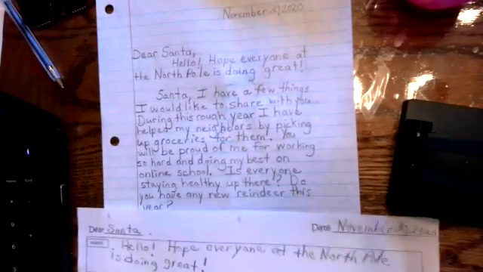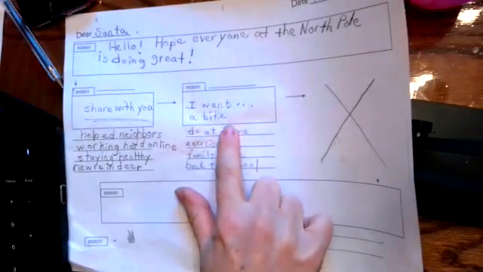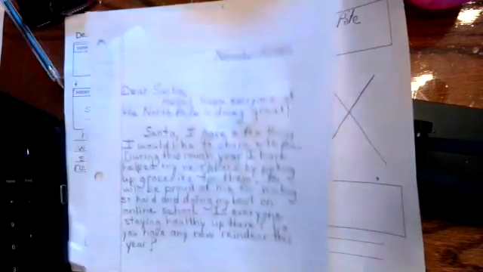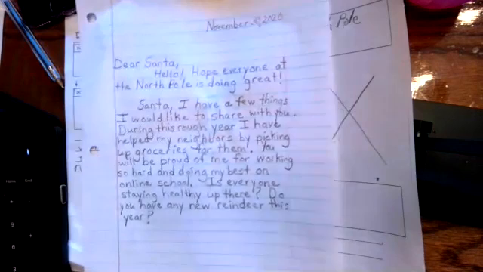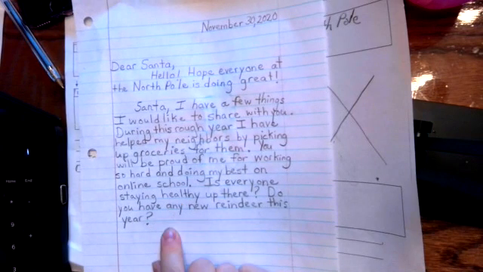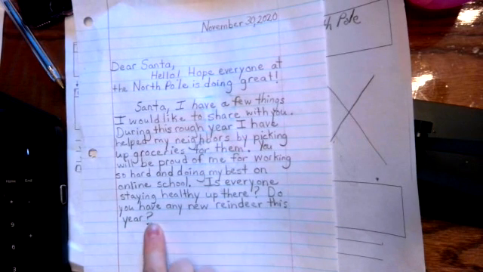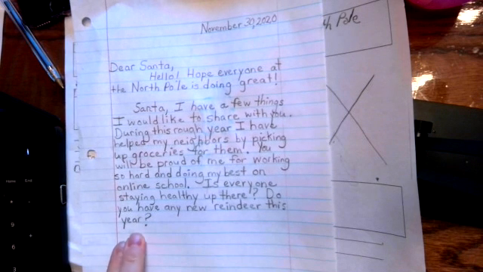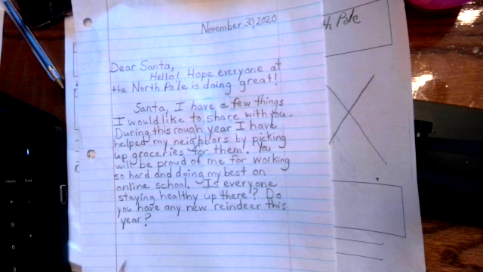Okay, so we noticed that the first thing I want to do is tell Santa that I would like to have a bike. So remember, it's a new paragraph, so we need to skip at least one line. And because we ended with the word year here, I'm actually going to go ahead and skip two and go 2 finger spaces in, okay?